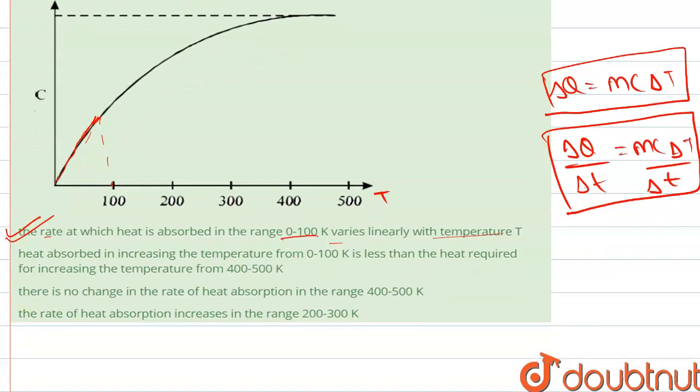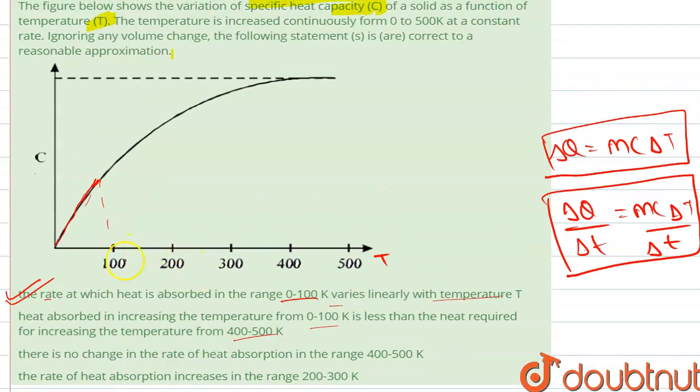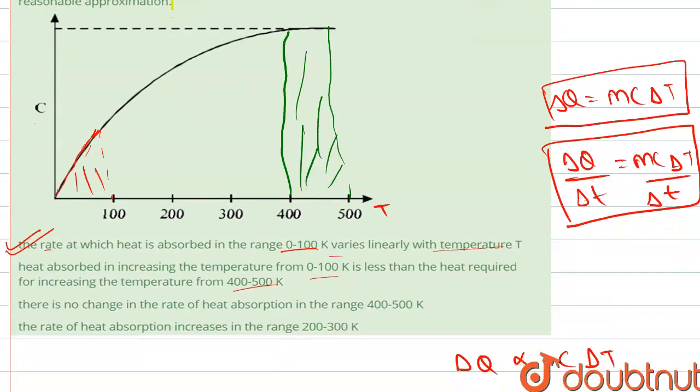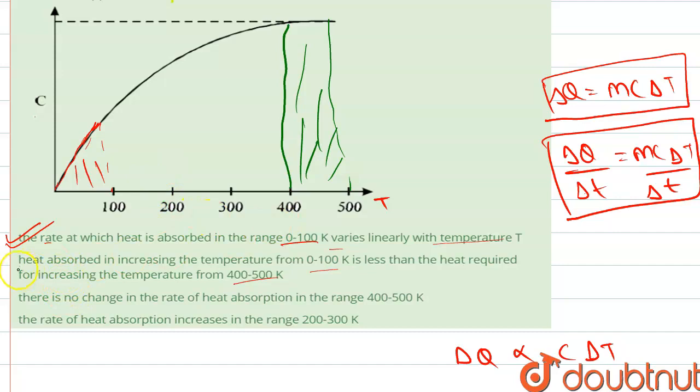Second statement: the heat absorbed in increasing the temperature from 0 to 100 Kelvin is less than the heat required for increasing the temperature from 400 to 500. Here delta Q is proportional to C delta T, and C delta T is the area of this graph. From 0 to 100, this is our area, and from 400 to 500, this is our area. The area covered between 400 to 500 is greater than 0 to 100. So this option is also correct.